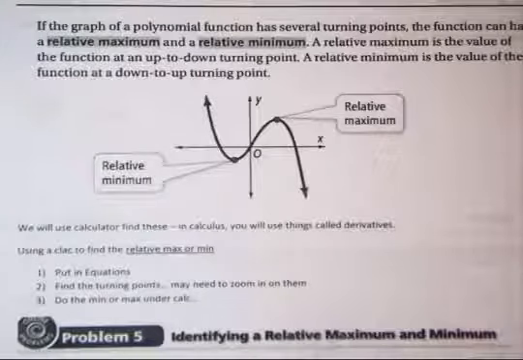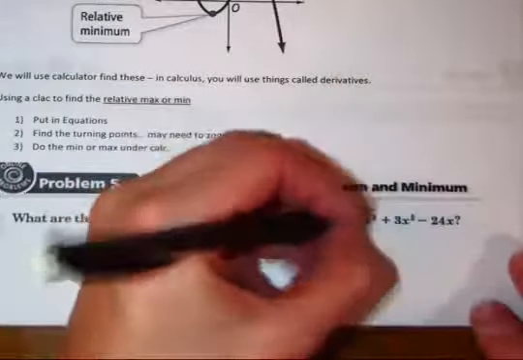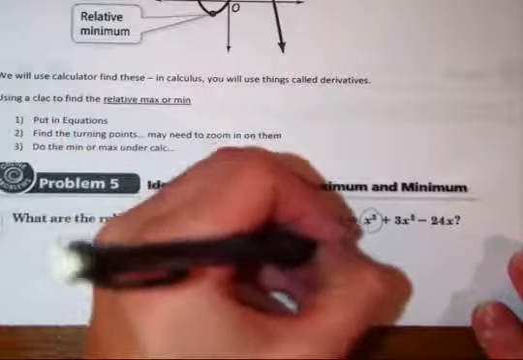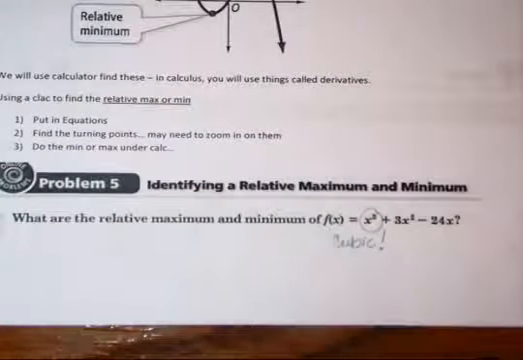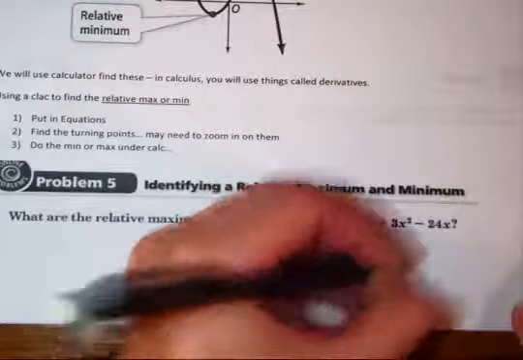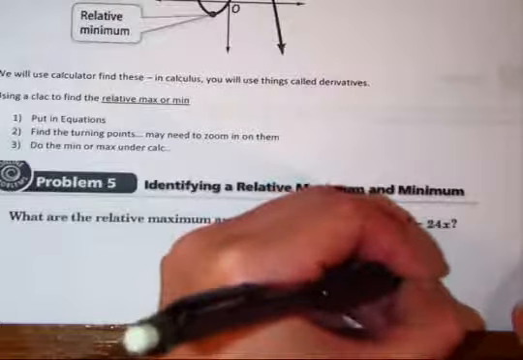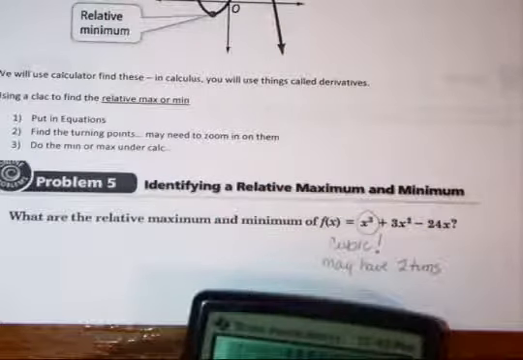Alright, so here are your steps for your calculator. Let's just jump straight to number 5. We've got this equation. Now what I want you to notice is, do you see this is a cubic? You should be able to eye that up right away. This is a cubic. It might have, let's write that down, it may have 2 turns. You should remember that from yesterday. Let's plug it in and see what the graph looks like.